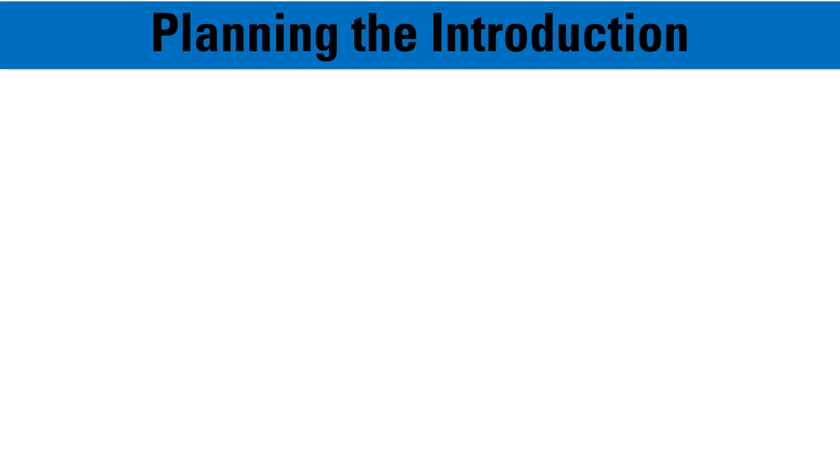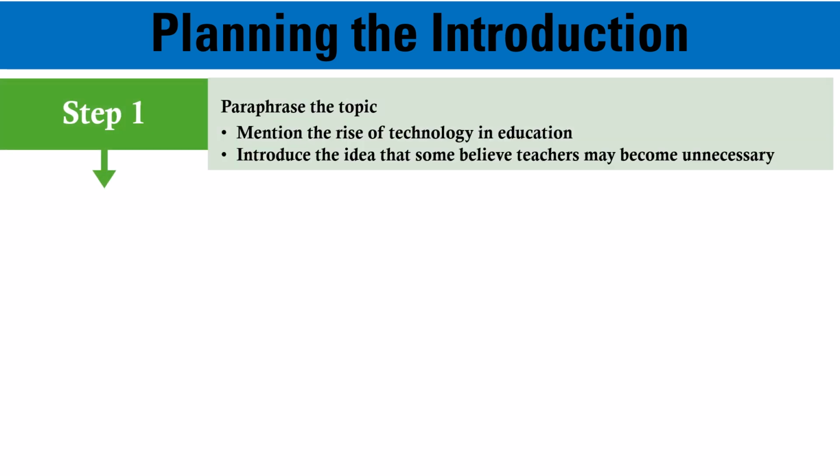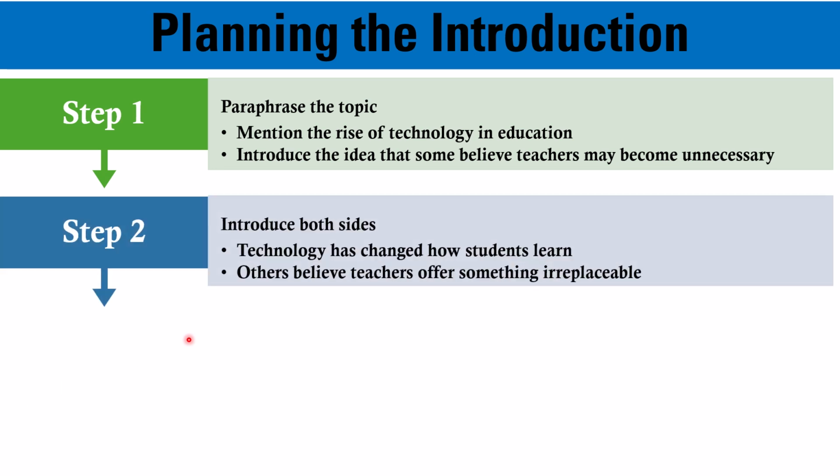Now let's plan the introduction step by step. First, we paraphrase the topic. Instead of repeating the question, we mention the increasing role of technology in education and the belief that teachers may eventually become unnecessary. Second, we briefly introduce both sides. It's true that technology, especially AI, has changed the way students learn. But many still argue that teachers offer something technology cannot.